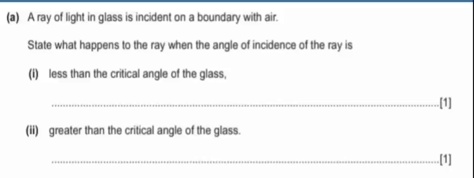So the next question is coming from rectilinear propagation of light. It is saying, a ray of light in glass is incident on a boundary with air. State what happens to the ray when the angle of incidence of the ray is Roman number 1, less than the critical angle of the glass. So whenever the incident ray is less than the critical angle, you're going to find that the ray is going to bend away from the normal. So here we can just say bending away from the normal.